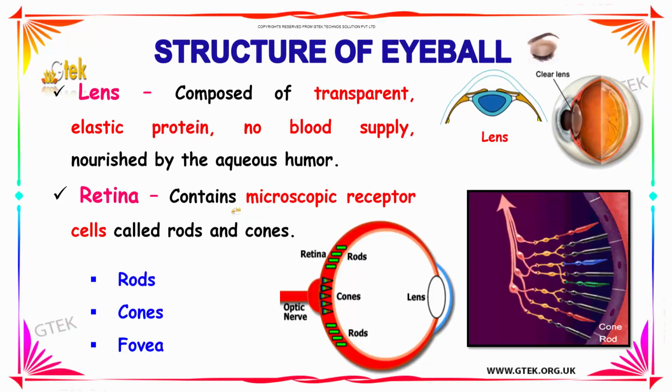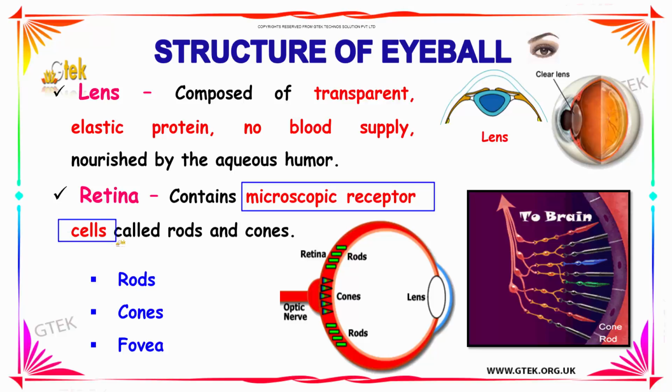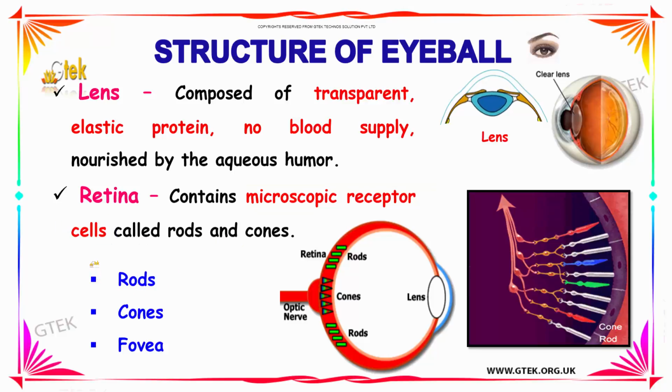Our next part is retina. Retina contains microscopic receptor cells, and those cells are called rods and cones, which includes fovea as well. So if you see, your retina has the receptors such as rods and cones, which are used for transmitting the image that the eye has viewed to the brain by nerve impulses.